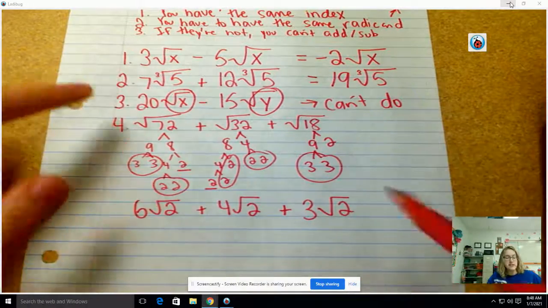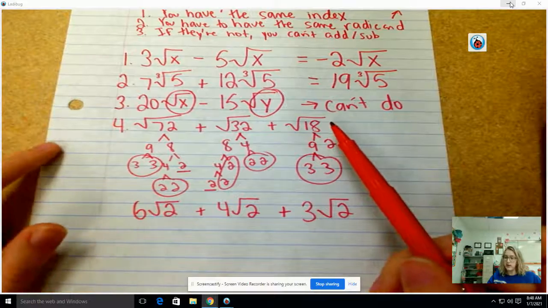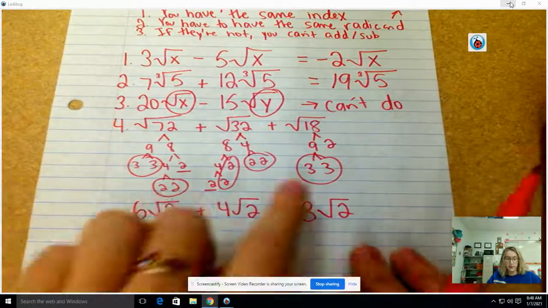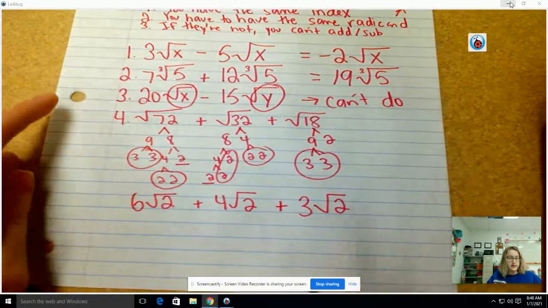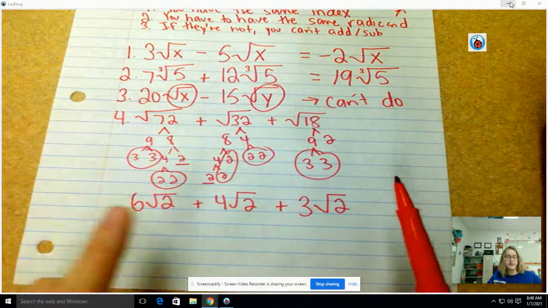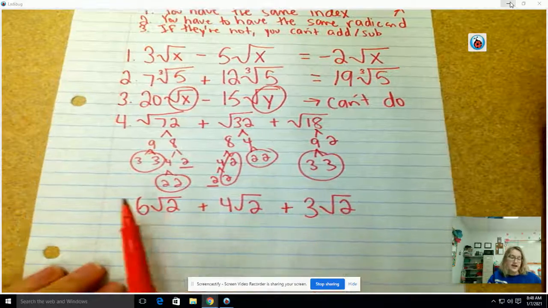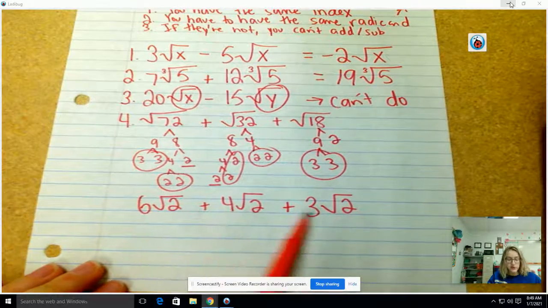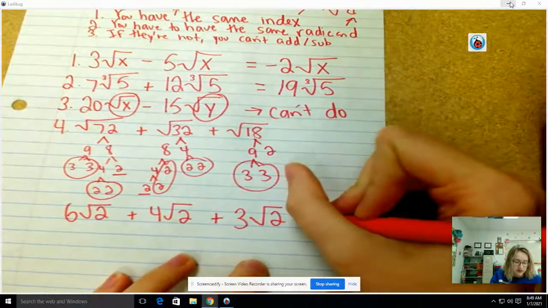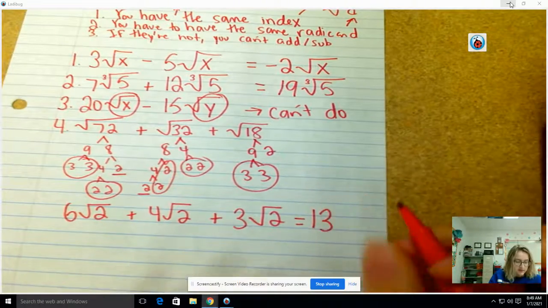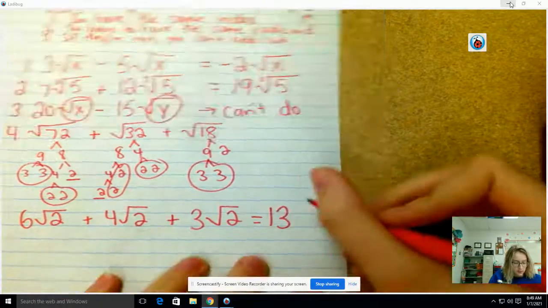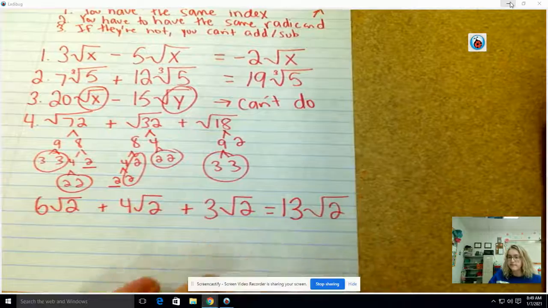So at first glance, it looks like we would not be able to do this one, but contrary to popular belief, we are able to. Once you simplify these down, you see that we have a radicand of 2, so we are able to add. So first we'll do 6 plus 4 plus 3. 6 plus 4 is 10, plus 3 equals 13. And then we'll bring over our radical 2.